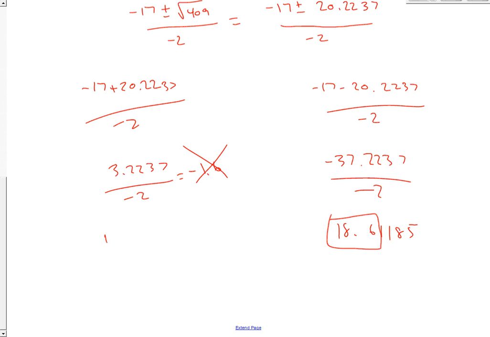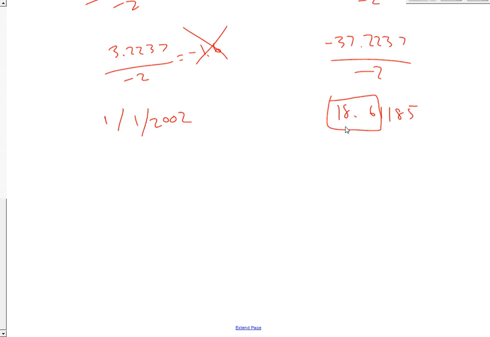So remember, my starting date was January 1st of 2002. So 18 years later, if I take away the 18, that's going to be 2020. And then 0.6. So since there's 12 months in a year, I'm going to multiply that by 0.6. That gives me 7.2. So 7 months from January 1st, that goes from January to February to March to April to May to June, July to August. So 7 months later would be August.